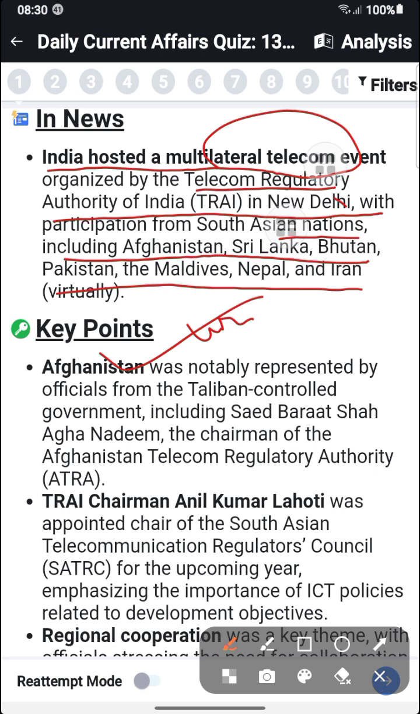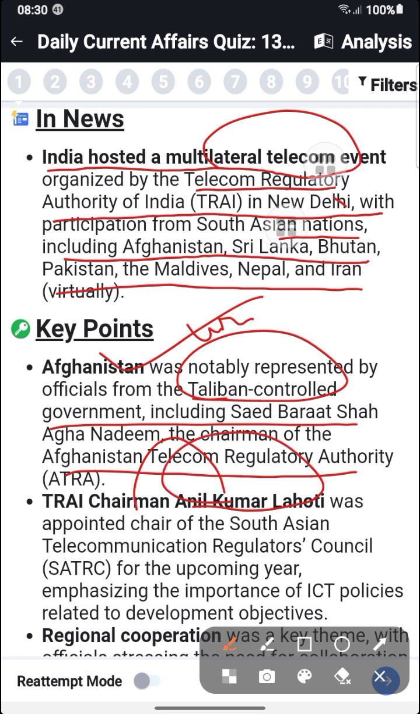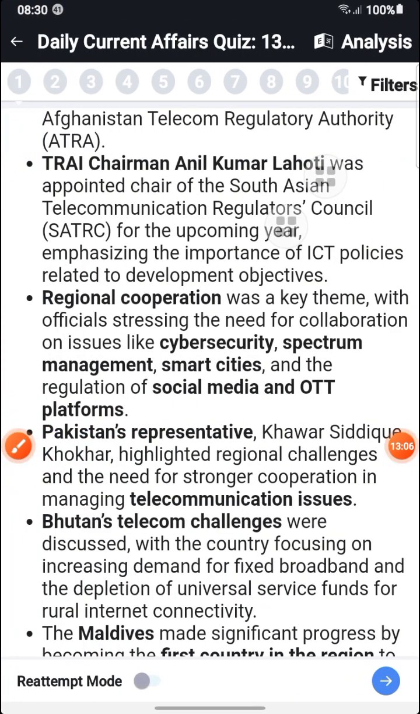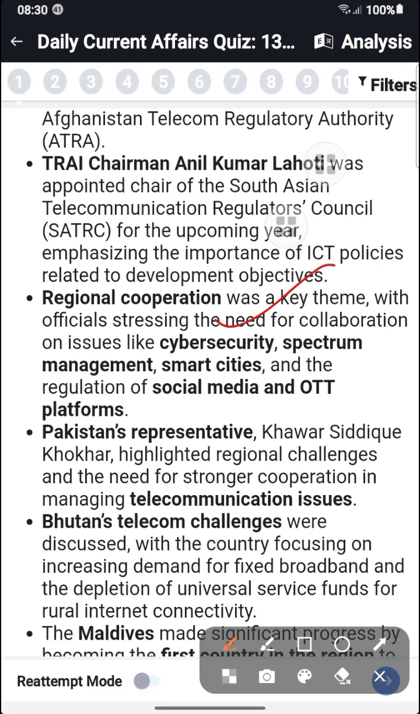Afghanistan was notably represented by the Taliban-controlled government, and that was Bharat Shah Aga Nadeem, the chairman of the Afghanistan Telecom Authority. TRAI's chairman is Anil Kumar Lahoti, and he spoke on telecommunication regulations for the upcoming year. And now regional cooperation, that was regional cooperation on official staging, cyber security, spectrum management and smart city.